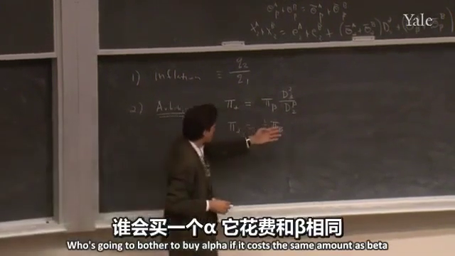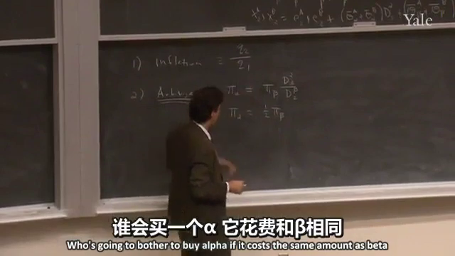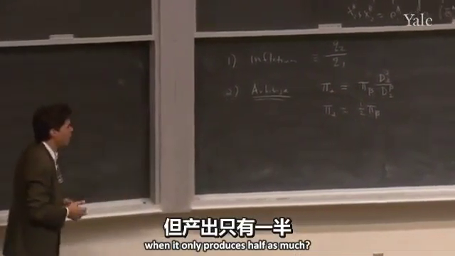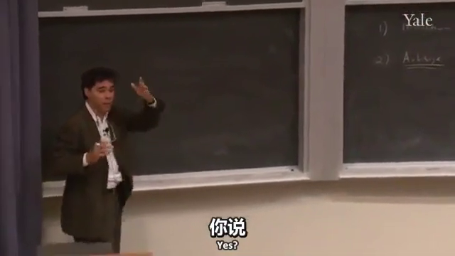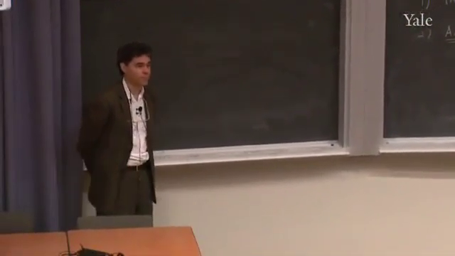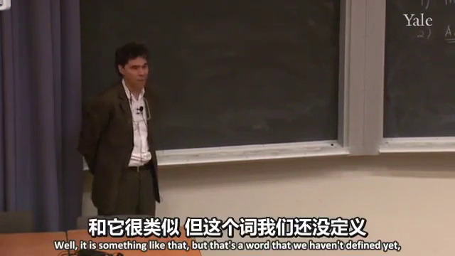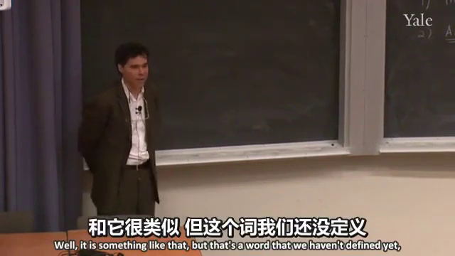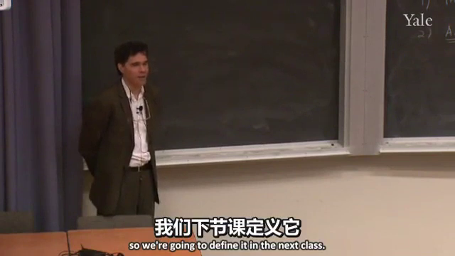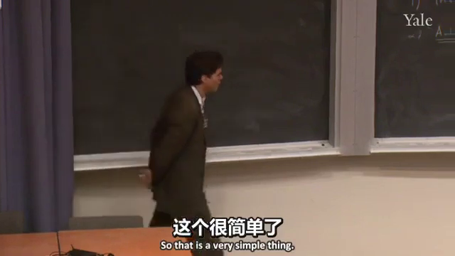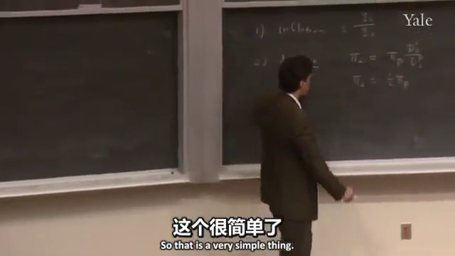Who's going to bother to buy alpha if it costs the same amount as beta when it only produces half as much? Is that the same thing as saying if their yields will converge, that equation? Well, it is something like that, but that's a word that we haven't defined yet, so we're going to define it in the next class. So it's something like that, yep. Any other? Okay, so that is a very simple thing.